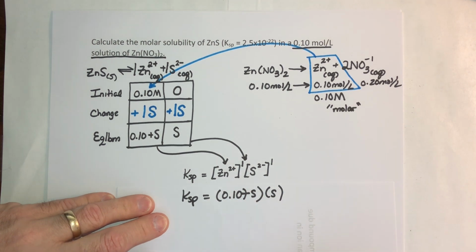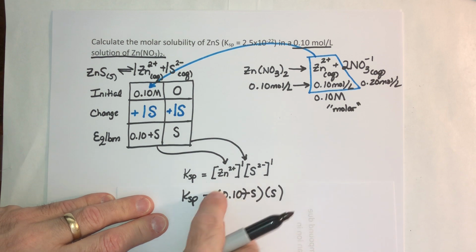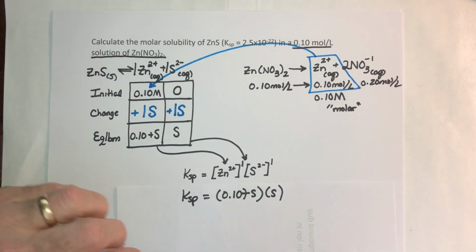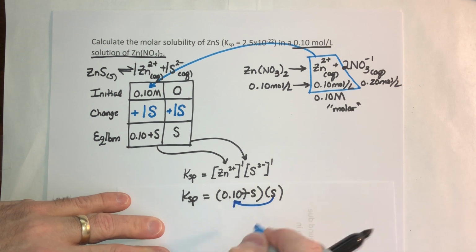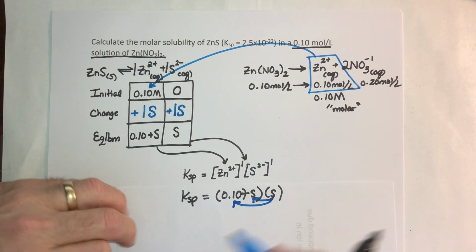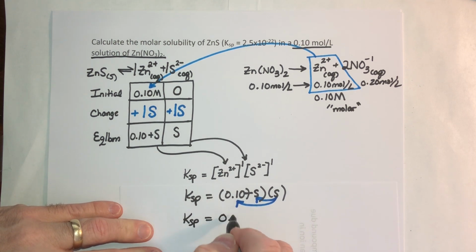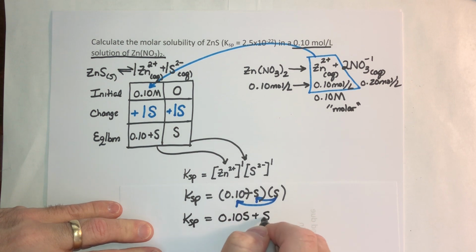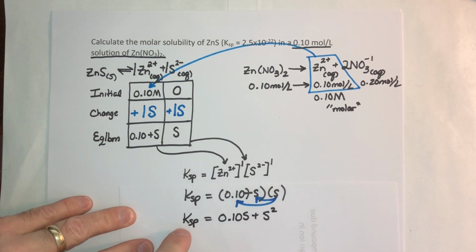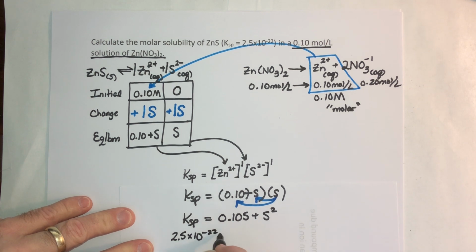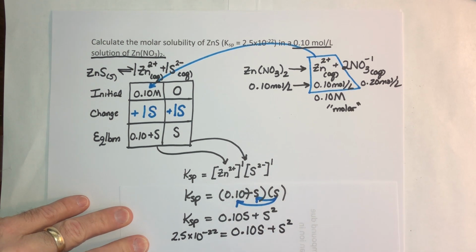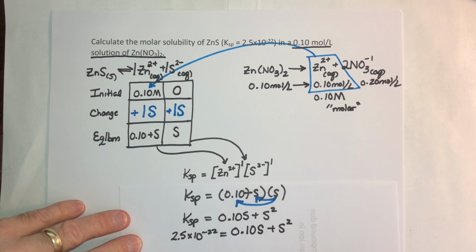Now, you know in the world of math that if you have a binomial times a monomial, you're going to have to do distributive, right? This S is going to multiply by the 0.1, and the S is going to multiply by the S. So you're going to have KSP equals 0.10S plus S squared. Now, this problem does give you the value of K. So if I were to put in the value of K, 2.5 times 10 to the minus 22 equals 0.10S plus S squared, what I've created is basically a quadratic equation, right?